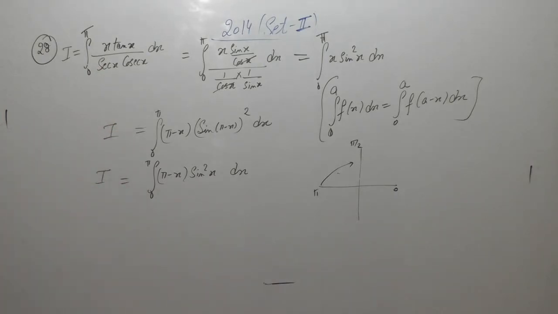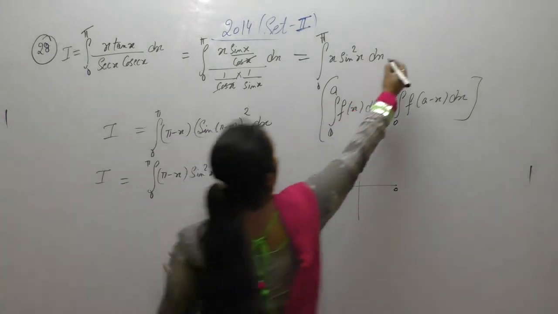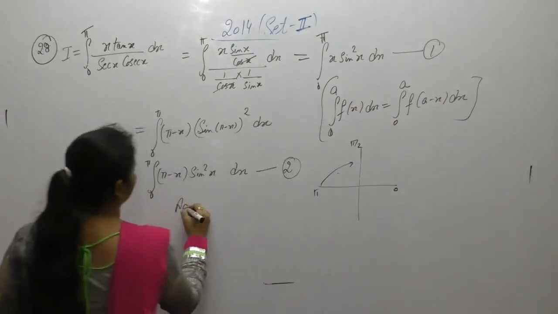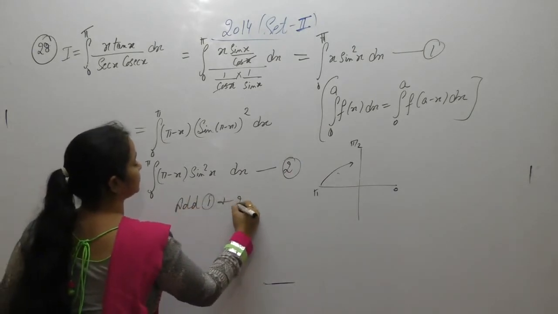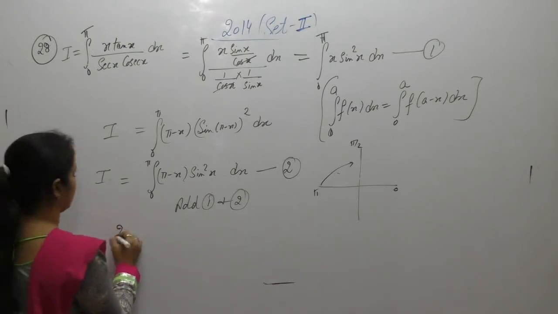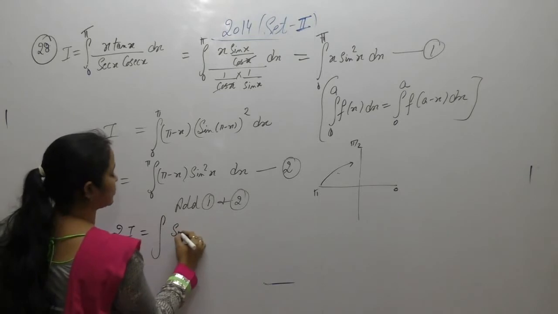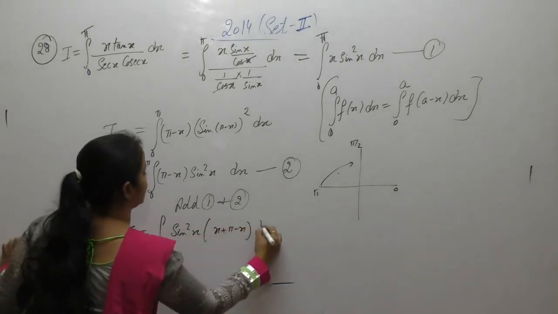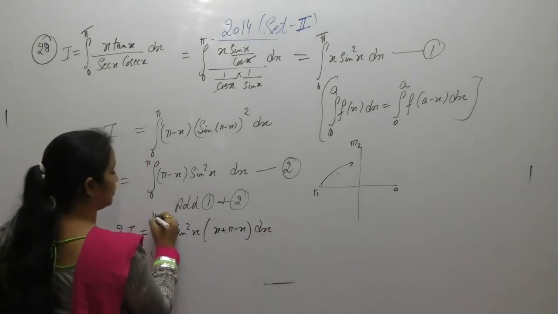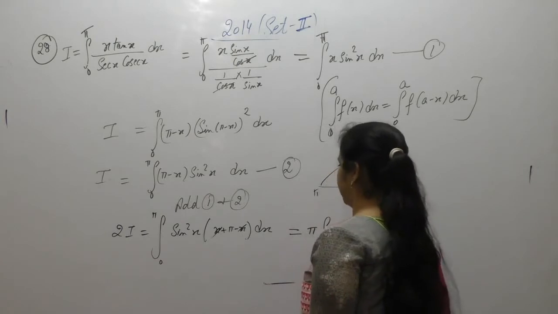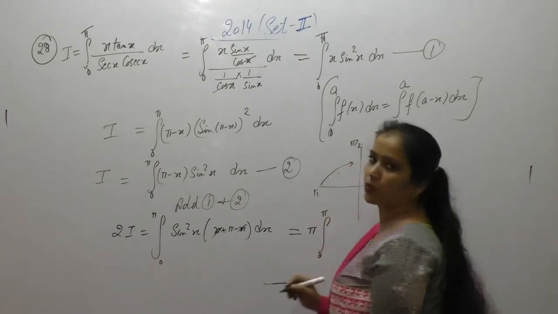Now add equations 1 and 2. Let this be 1 and this be 2. Add 1 and 2. 2I is equal to sin square x common from both equations, x plus pi minus x dx from 0 to pi. So pi times integral 0 to pi of sin square x.